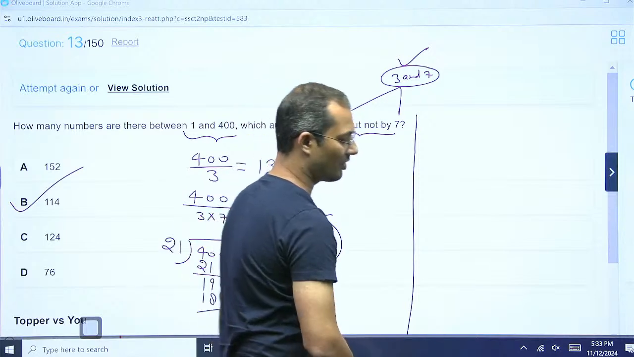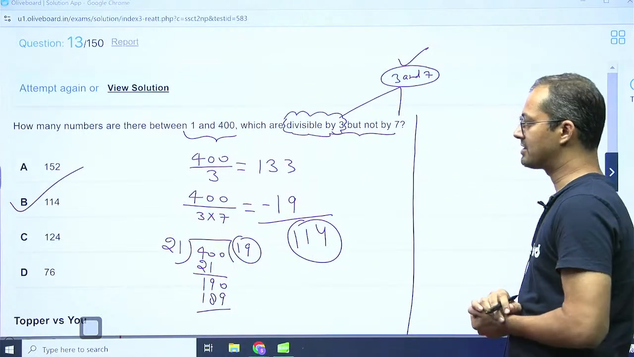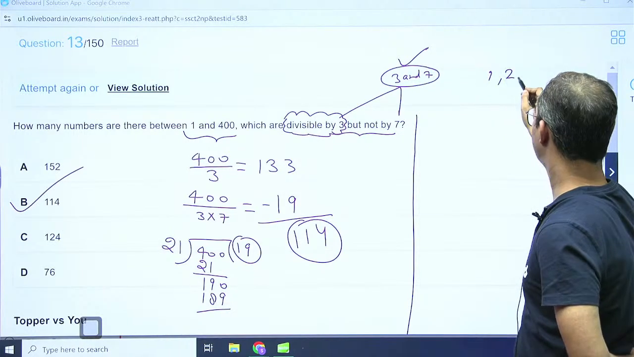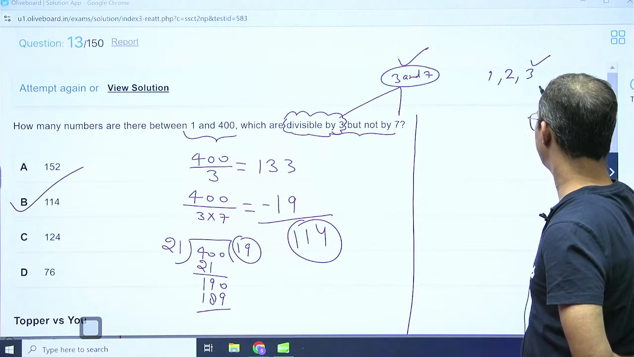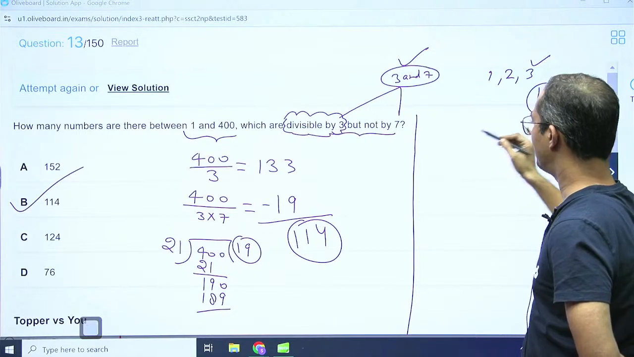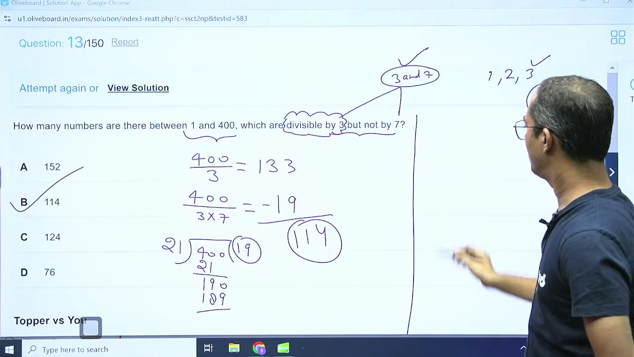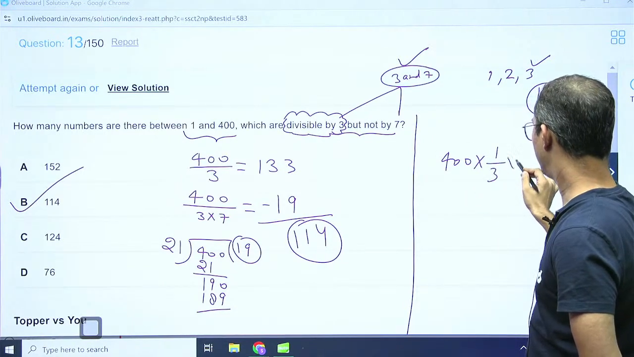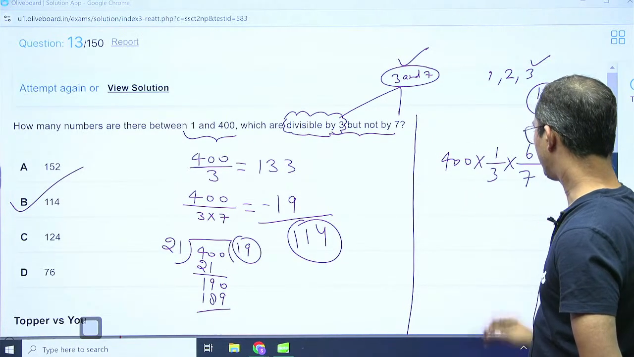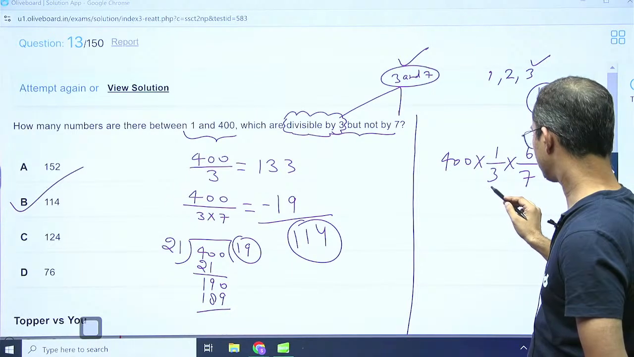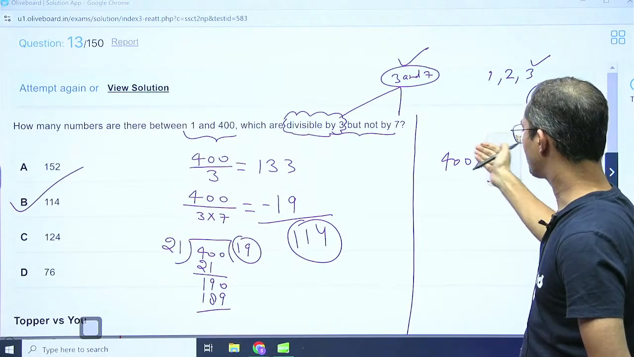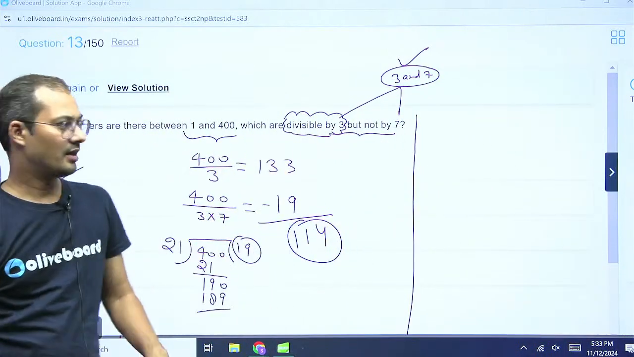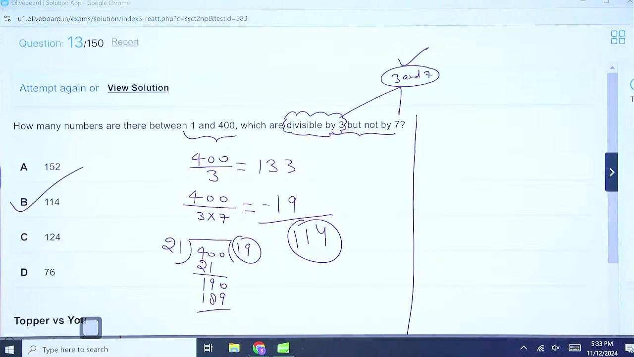Or we can say that, see, out of the first 3 numbers, only 1 is divisible, right? 1, 2 and 3, only one number is divisible. So 1/3 is divisible. Likewise for 7, so directly we can say 400 into 1/3 but not divisible by 7. So by this also we can solve this, but this is the perfect way. Through this we will never commit any mistake, right?